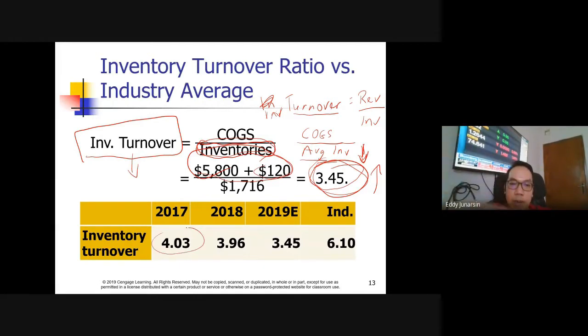So here we can see the comparison, the time series is going down and then going down again. On the other hand, the industry average is much higher at 610. So in terms of inventory management, we could say that we are not as efficient as the industry average. However, we are not saying that we are worse off. We're just not that efficient in terms of inventory management. Maybe we're holding a higher level of inventories, a lot higher amount of inventories in this case. And of course, there are benefits and disadvantages from that policy.